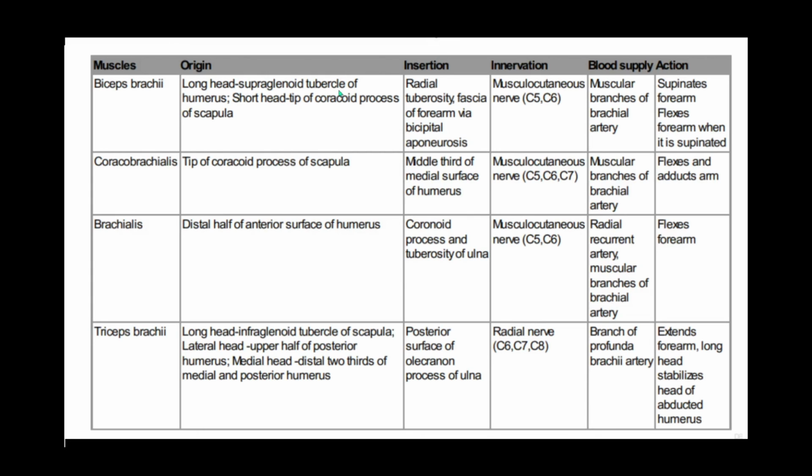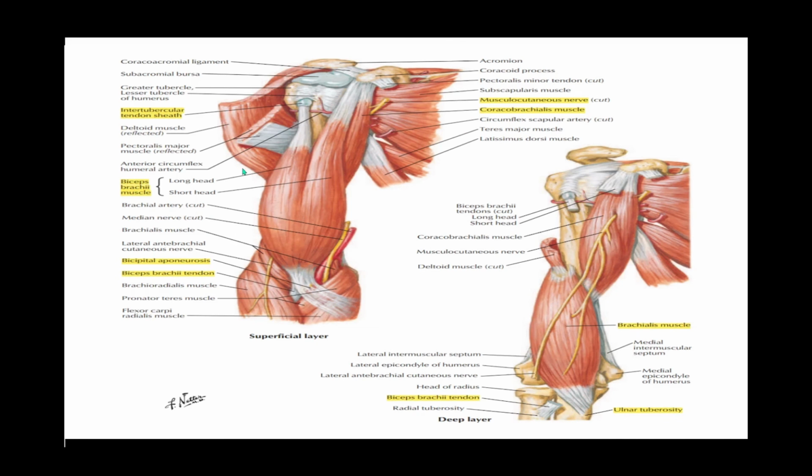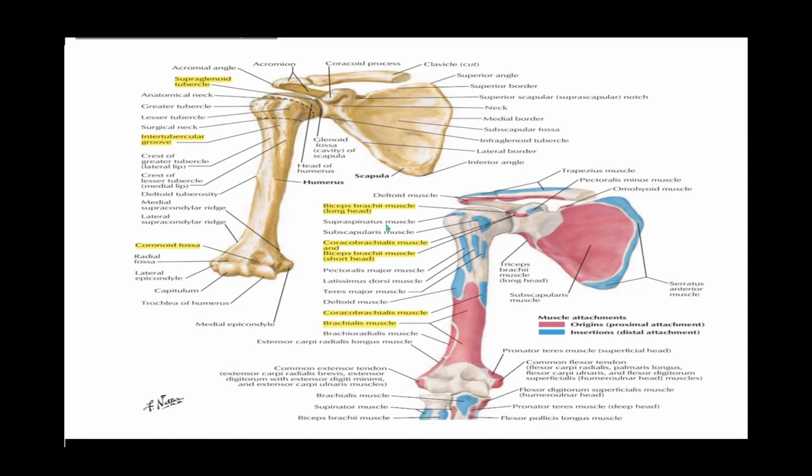So once again, we can have a look at this table. Biceps brachii, coracobrachialis, brachialis, triceps brachii. The musculocutaneous nerve innervates biceps brachii, coracobrachialis, and the brachialis muscles. And we've looked at the origin and insertion of these muscles. Let's look at the bone. Triceps brachii, long head of triceps brachii from the infraglenoid tubercle.